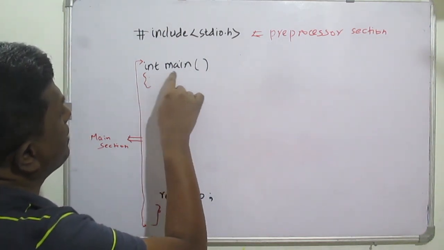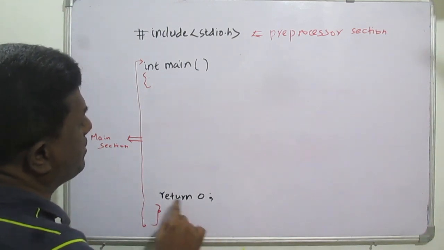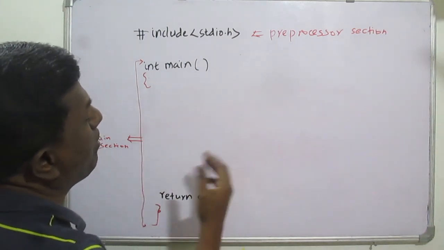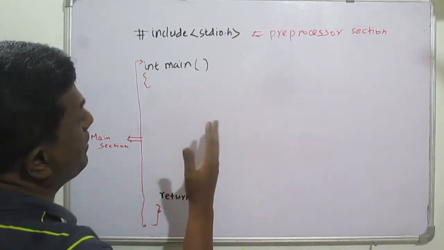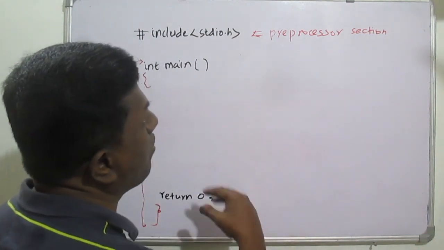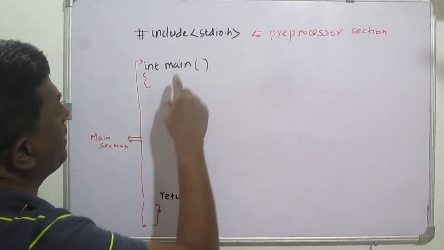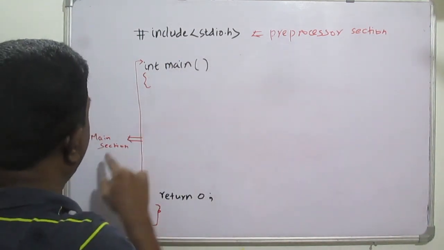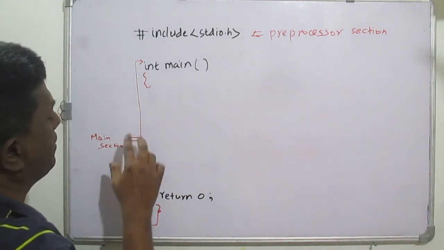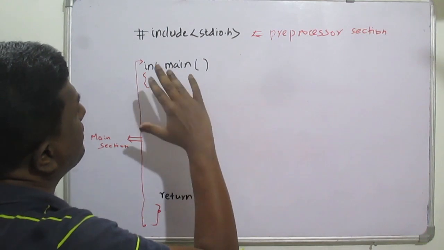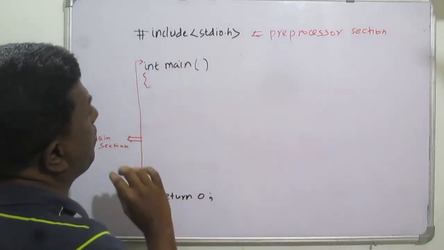Because we are using int main, we have the return 0. So the program will be executed successfully by the operating system, but it will not give any output, so the output will be empty or nil. So we need to have a preprocessor section and a main section. These are the two important sections for simple C programming.